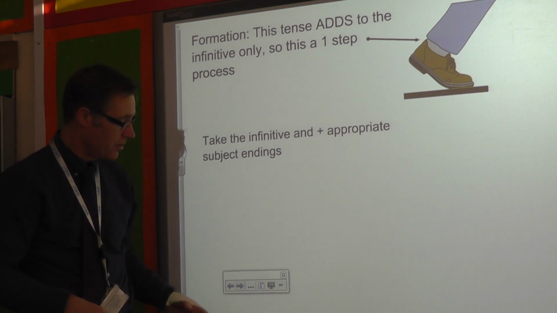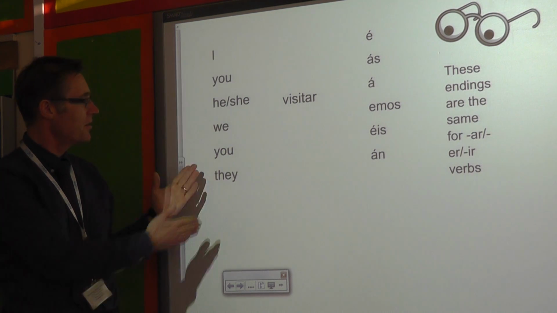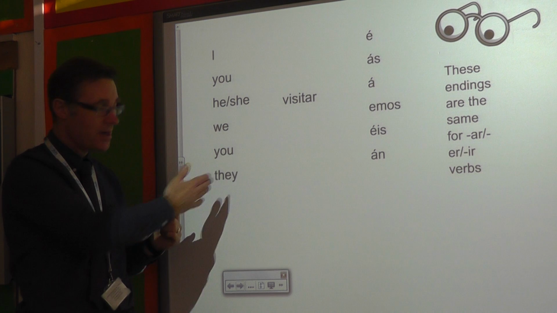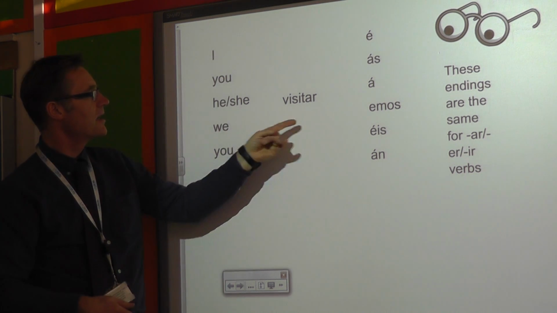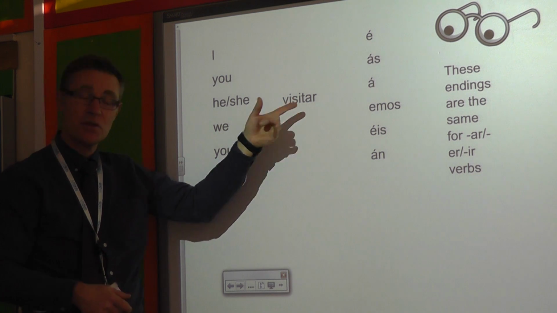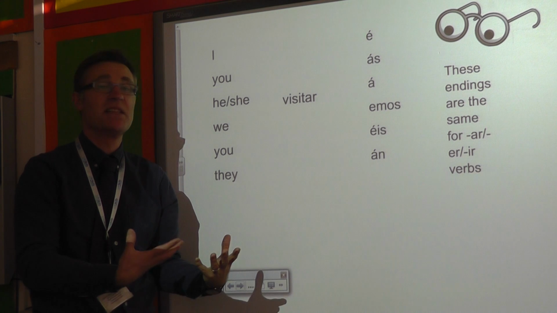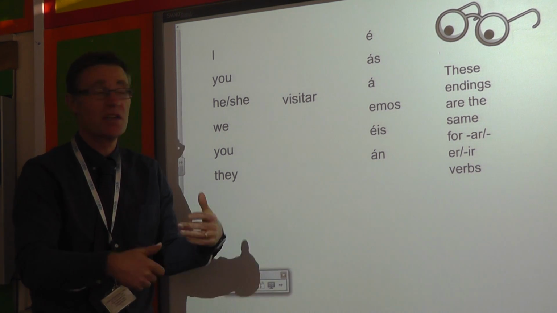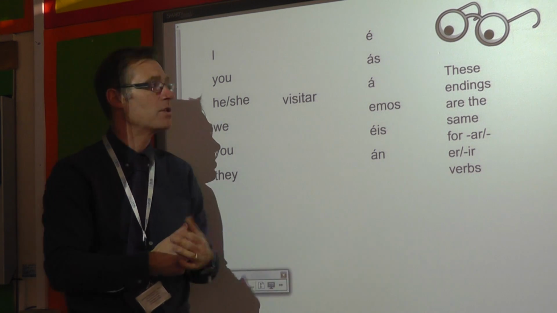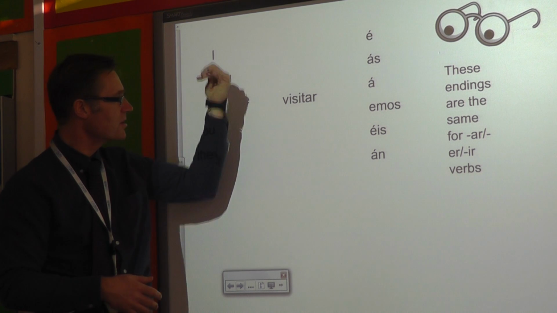So let's have a look at those subject endings. As usual, on this side we have the pronouns in English: I, you, he, she, we, you, and they. Here's our Spanish verb, visitar, to visit. At the moment, as we know from previous videos, visitar doesn't tell us a lot of information, it doesn't tell us who's visiting, or if it's past, present or future. Okay, so these are the endings, these are our Spanish equivalents.